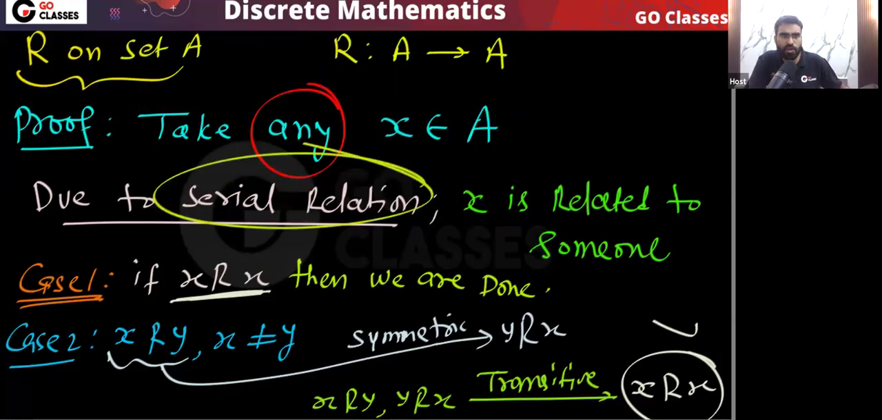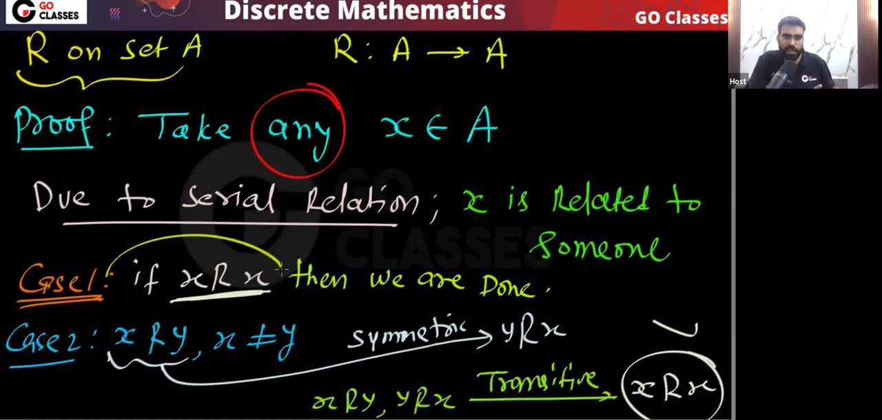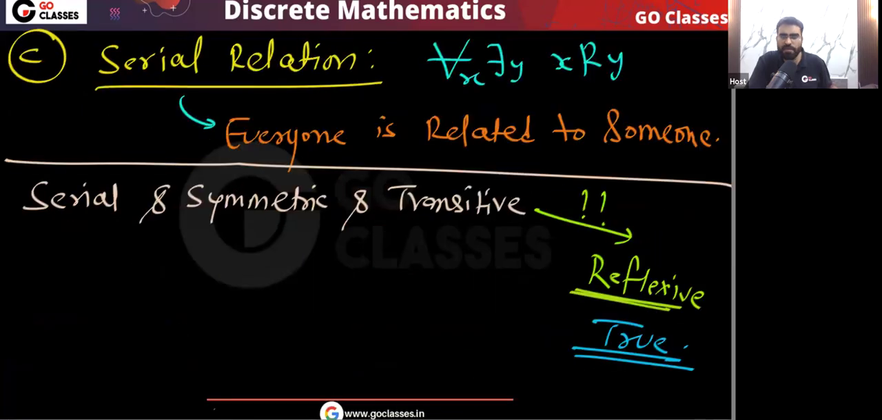Due to serial relation, what will happen? X will be related to someone. Now there are two cases. If x is related to x, then we are done. If x is related to y, where x and y are different, then what will happen? Because of symmetric, y will be related to x. Now you have x related to y related to x. So because of transitivity, x will be related to x. So that's it. This is the reflexive property.